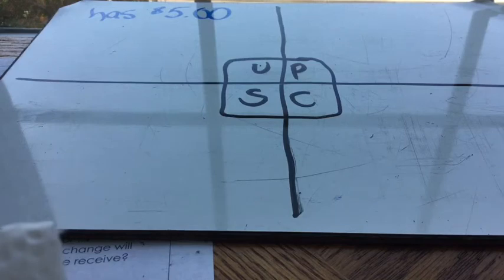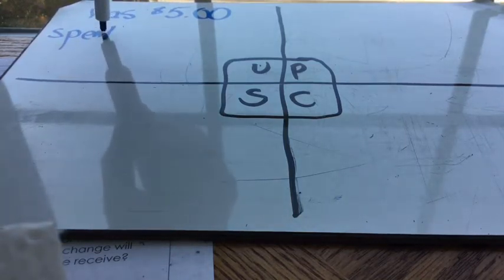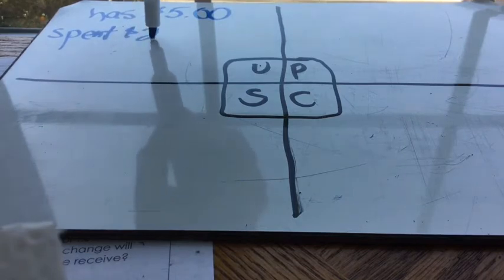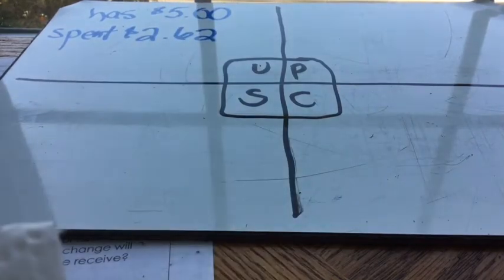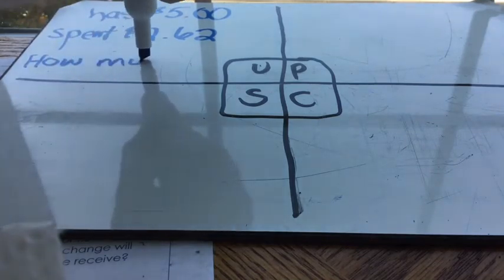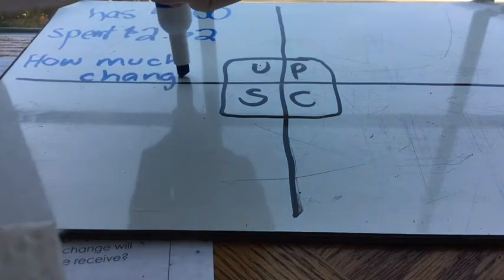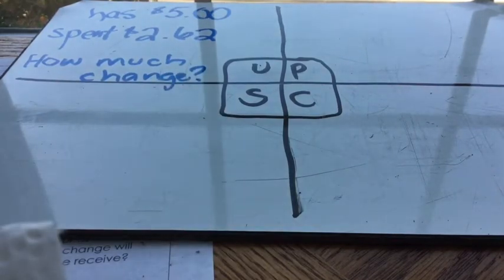Second sentence, she spent $2.62 on a bracelet. I don't really care what she's spending it on. I just need to know how much and what she's doing with it. And then the question is always important. How much change? And there's my key word. How much change? So change, remember, is how much money is she getting back?